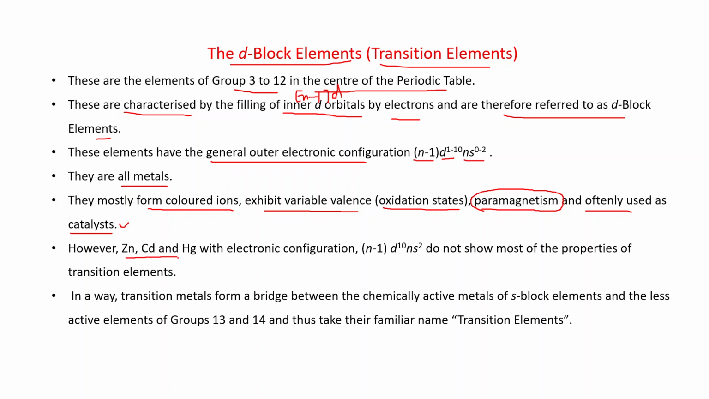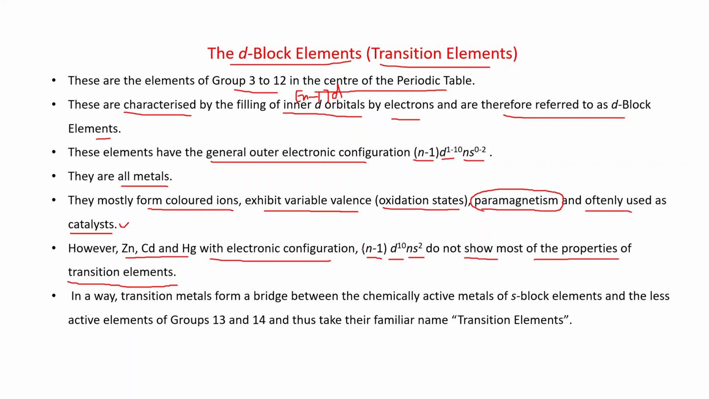However, zinc, cadmium and mercury with electronic configuration (n-1)d10 ns2 do not show most of the properties of transition elements. Actually, transition elements are defined as elements which have partially filled d orbitals in their elemental state or in their ionic form. Okay, partially filled d orbital.